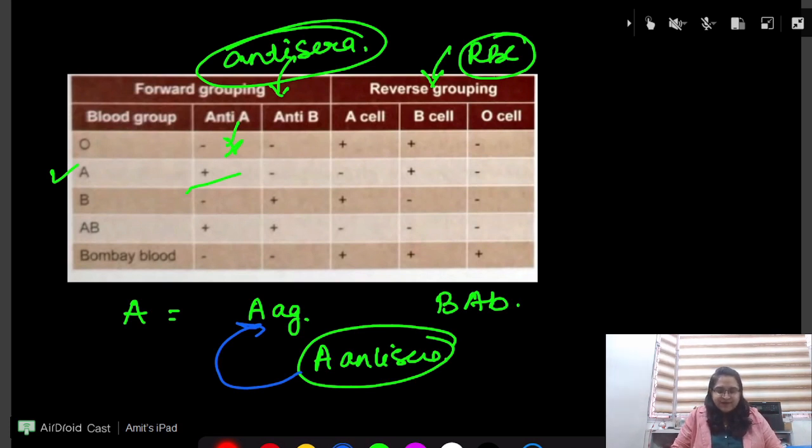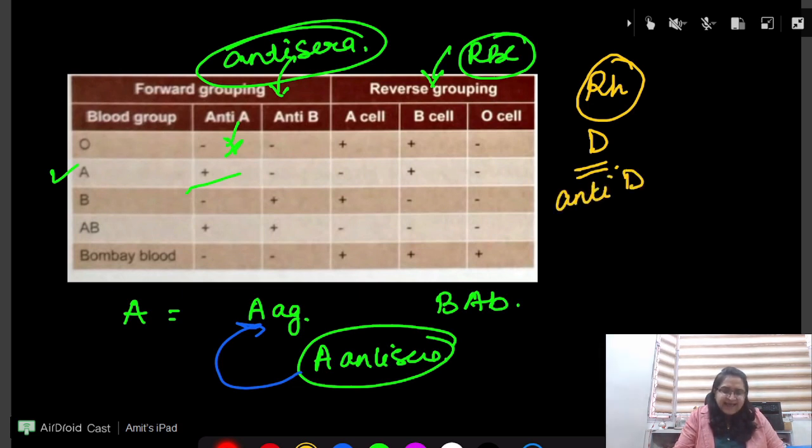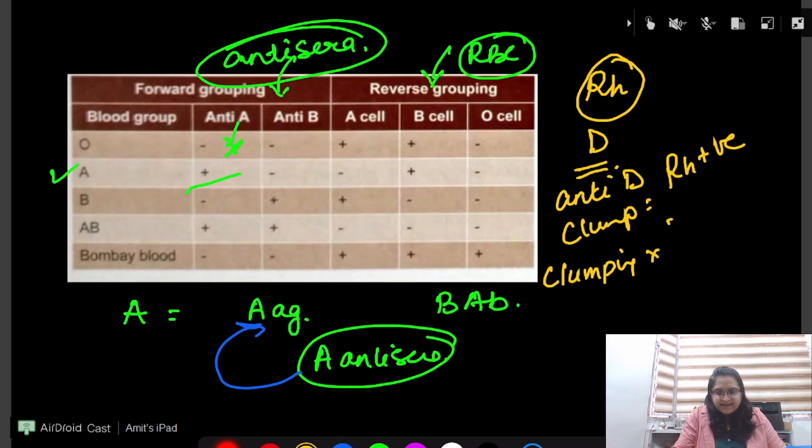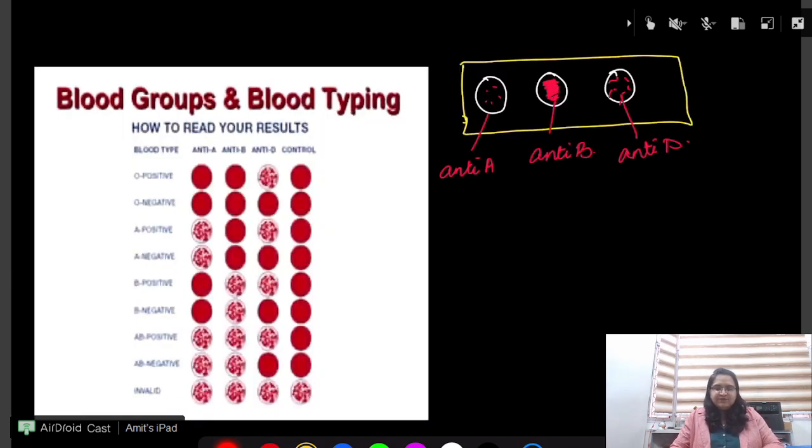One more thing which you have to learn here is RH. RH, D is the genotype which we are using. So when we add anti-D and clumping occurs, it is RH positive. If clumping does not occur, then it is RH negative. Am I clear? Now let us see few diagrams.